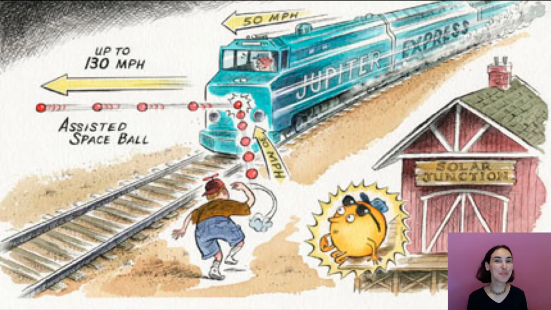We have the Jupiter Express, named because we often use Jupiter for gravitational slingshots. And the ball is going to be our spacecraft. The ball is meant to be coming into Jupiter at 30 miles per hour. So sorry if that's hard to read. The Jupiter Express is moving, however, at 50 miles per hour.